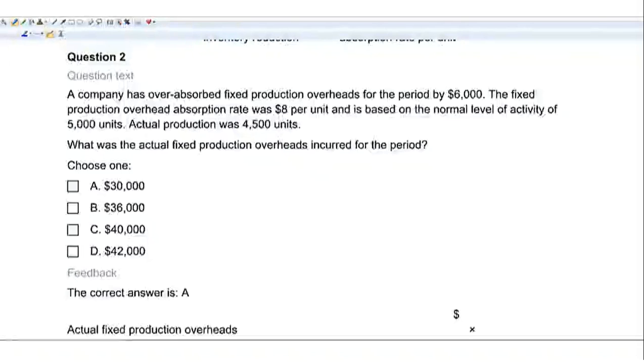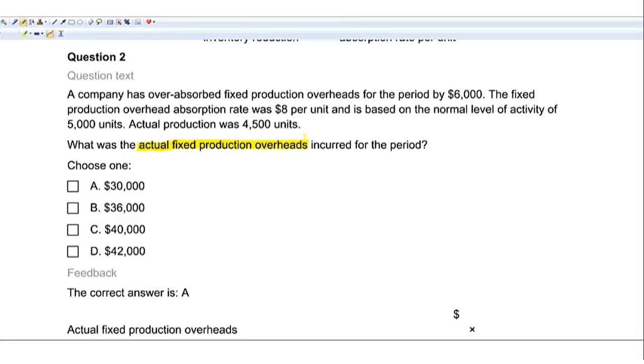Let's look at question 2. Question 2 focuses on overhead absorption. Good exam technique would mean that we read the requirement firstly, and the requirement asks us for the actual fixed production overhead incurred in the period. So the actual overhead incurred is what we're looking to calculate.